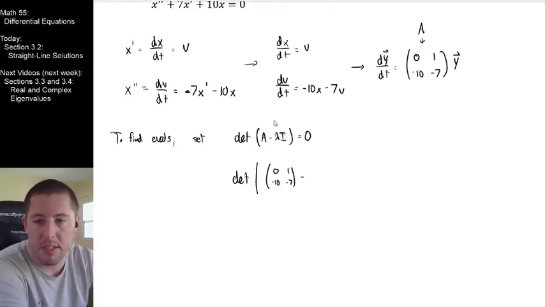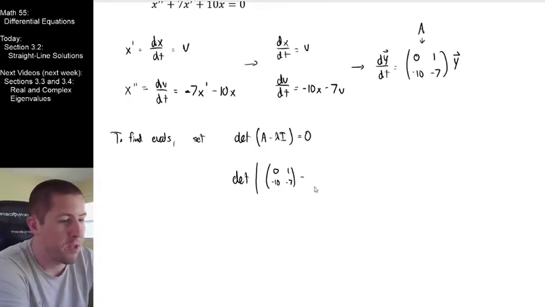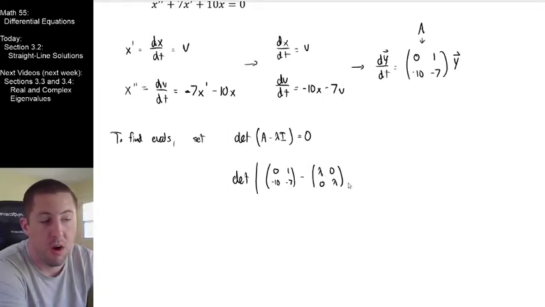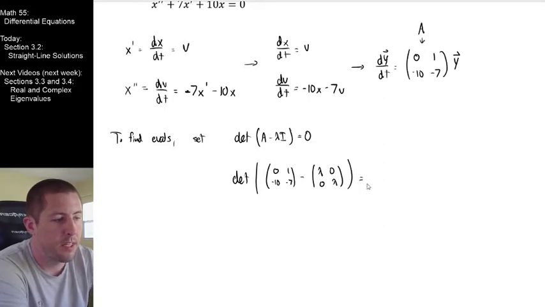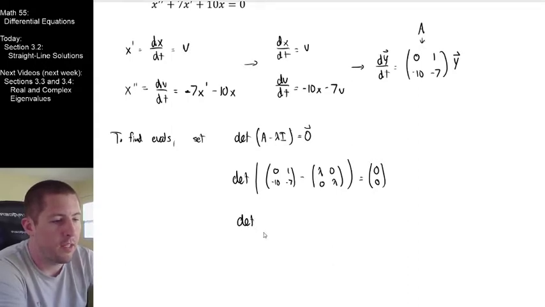The identity matrix times the constant lambda is going to be lambda 0, 0, lambda, because it was 1, 0, 0, 1, and we multiplied it by lambda. And we're going to set this equal to really the vector 0 right there, I guess technically right there. And so we really want here the determinant of 0 minus lambda is negative lambda. 1 minus 0 is 1. Negative 10 minus 0 is negative 10. Negative 7 minus lambda, that's just negative 7 minus lambda.